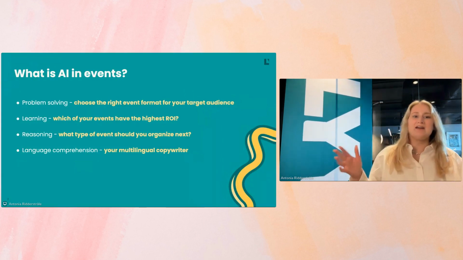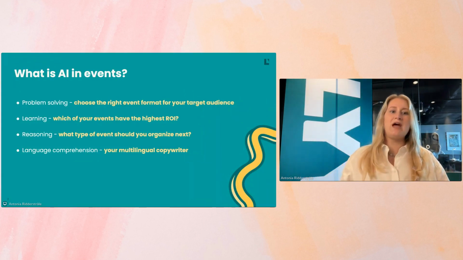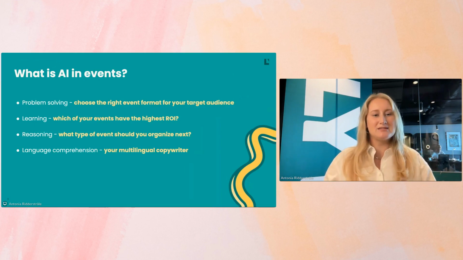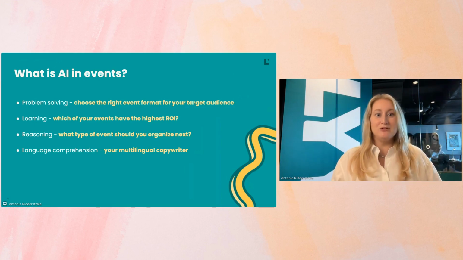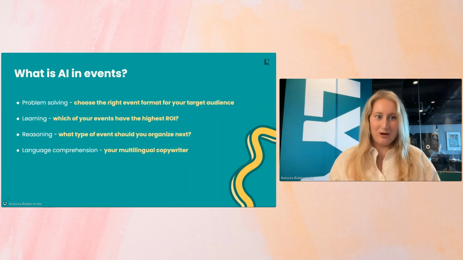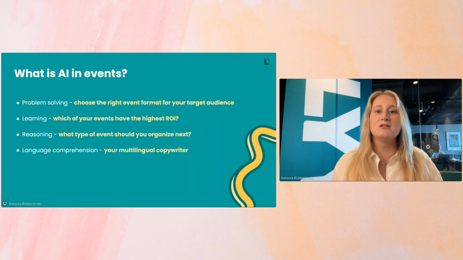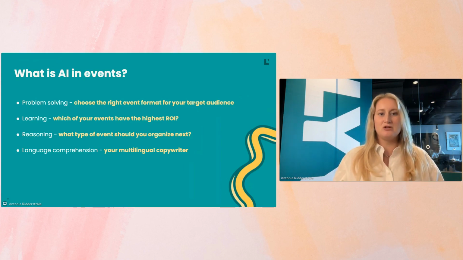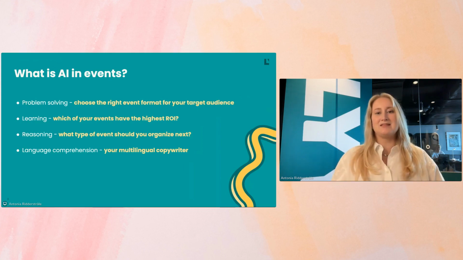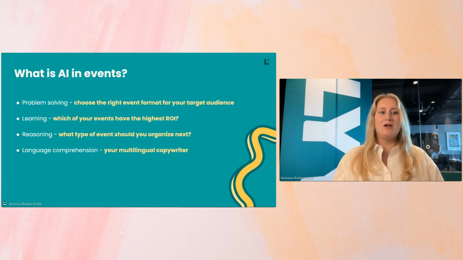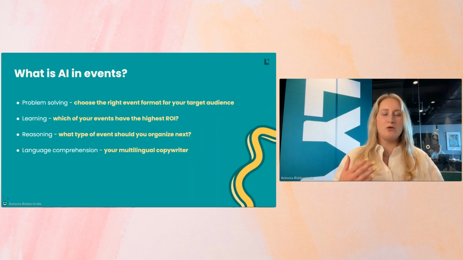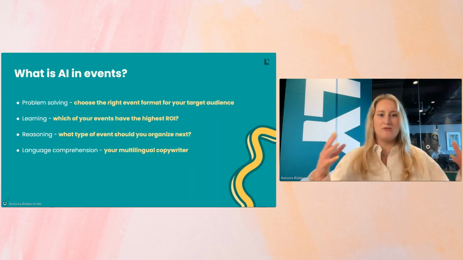So AI and events, what actually is it? We have defined these 4 elements when it comes to how to leverage and use AI in your event planning, execution, and follow-up. First of all, AI is helping us to solve problems. A problem could be, what type of event format should I choose for my target audience? It could also teach you what events provide the highest ROI for your target audience out there. It could also help you with the reasoning around your event planning.